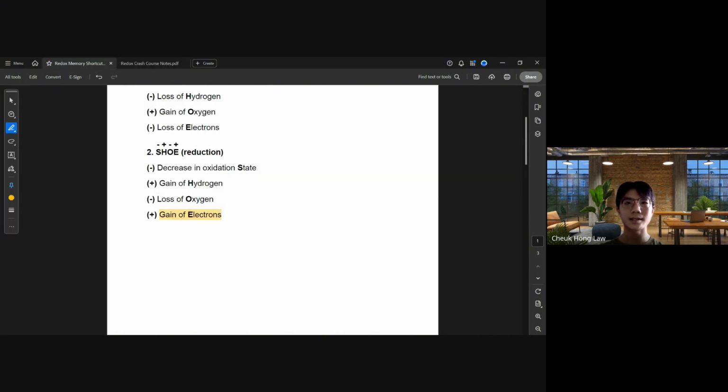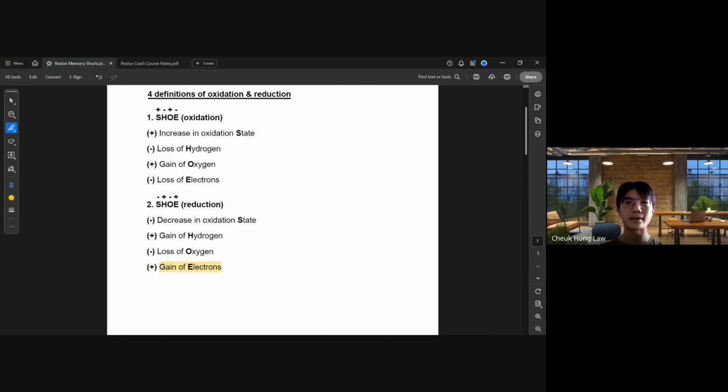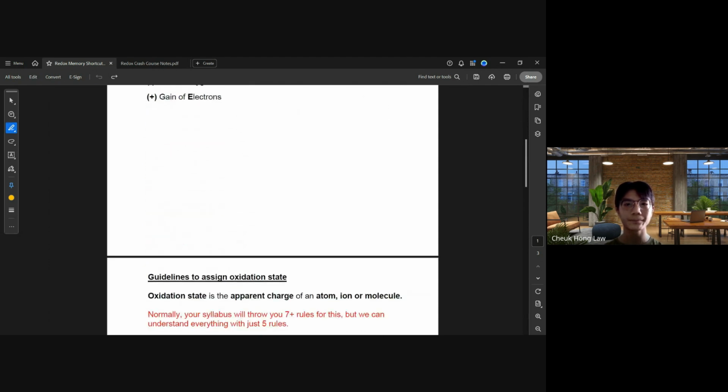So I hope you understand the 4 definitions better now using these 2 memory shortcuts. Oxidation will be SHOE plus minus plus minus. Then reduction will be SHOE minus plus minus plus. All right, let's go on to the next one.